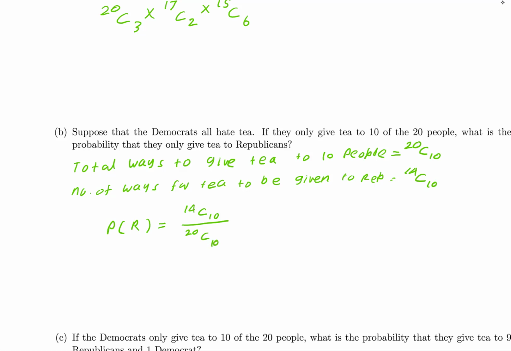20C10. So you can simplify this. So you know what 14C10 is. You know how to do it. Factorial 14, factorial 10 and factorial 14 minus 10, which is factorial 4. And similarly, you can find the 20C10. So factorial 20, factorial 10, factorial 10 again, because it is 20C10, right? Yes. So you can simplify this.